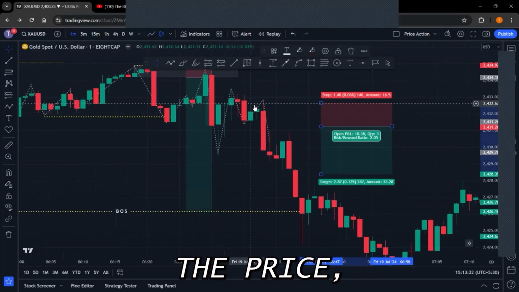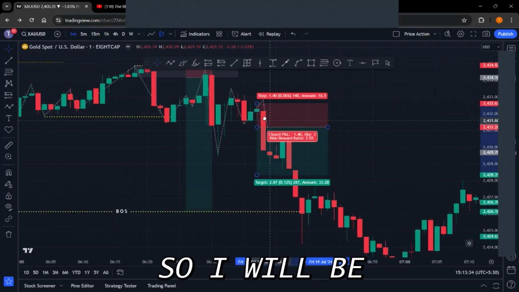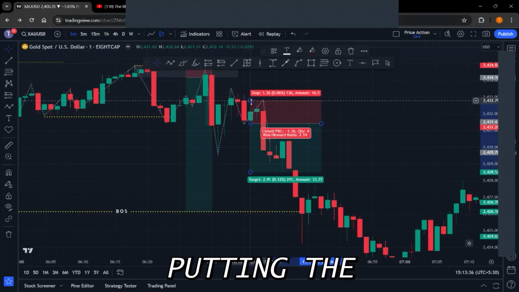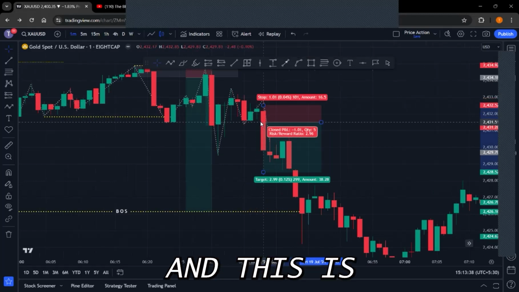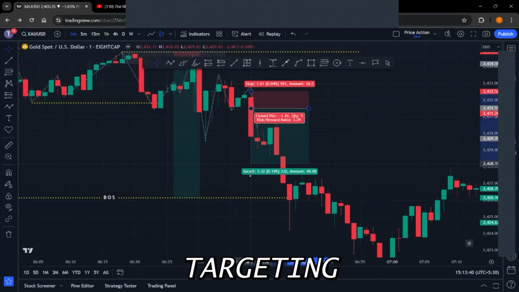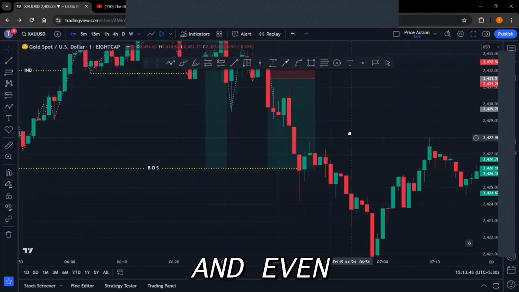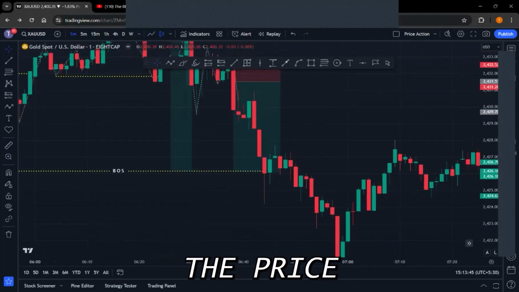As you can look properly, if the price stopped over here, I'll be starting my trade from this point, putting my stop loss somewhere over here, and this is where my trade started, and I will be targeting towards the major breaker structure. And even after that, till the time the price can take out the inducement.